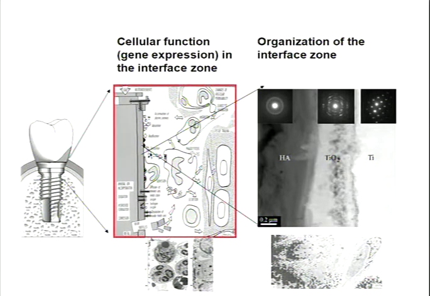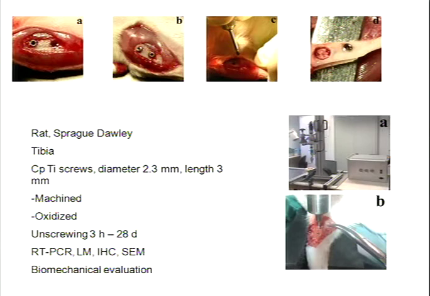Remodeling is a quite late event. That is not true at implant surfaces. I'll show you. Here is a typical experiment that we do. This is an example. Rats, bone, implants, small ones, millimeter size, some surface modification.